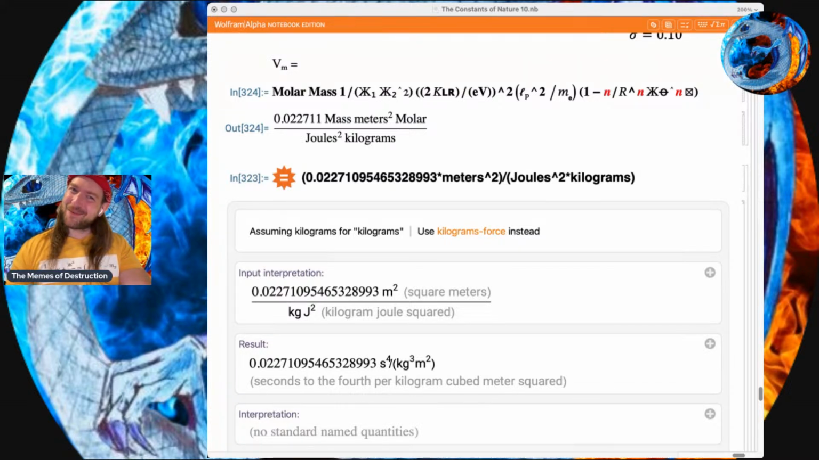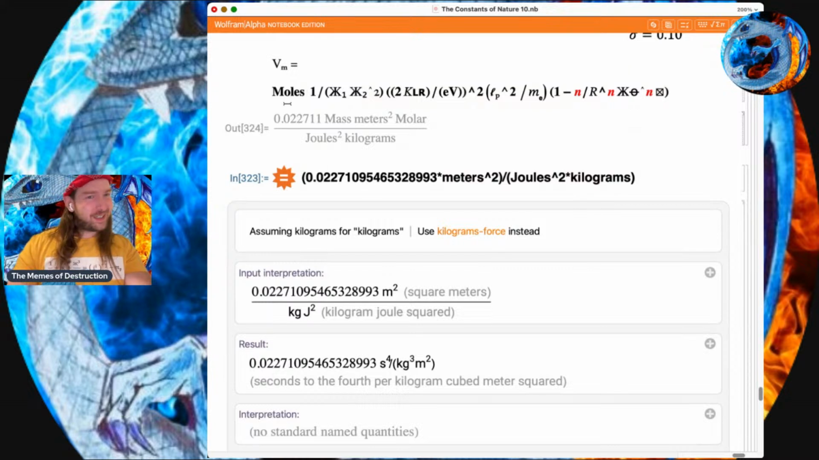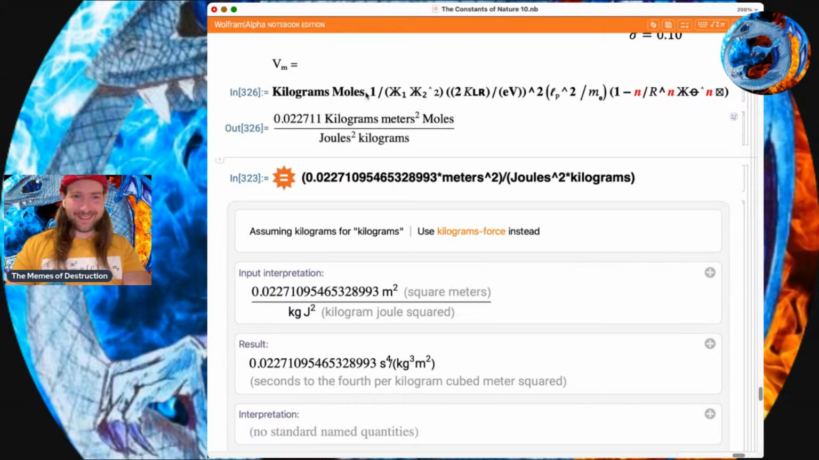I have the right numbers. I just want to write the right things on them, but I don't. Hold on. So let's do this. All right, let's actually entertain the people because we're trying to figure something out. Let's see if we can figure it out. So, moles. How about this? Kilograms, moles. Yes. All right, let's see what this does.